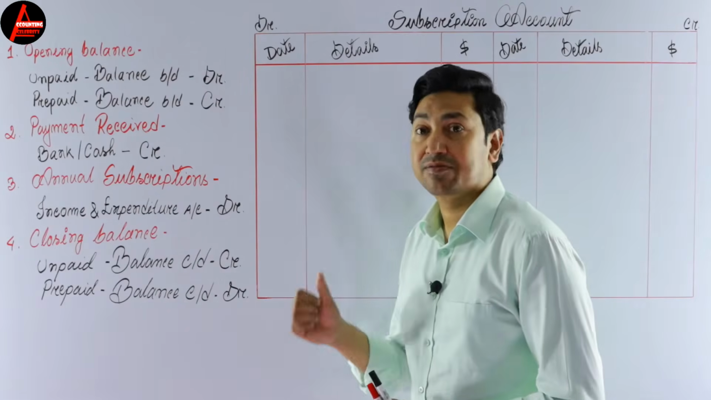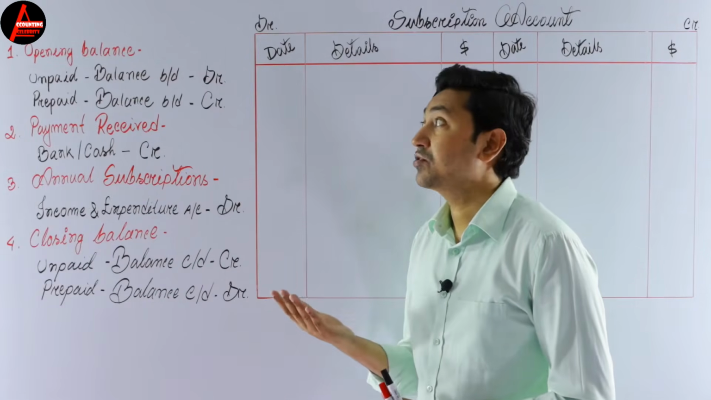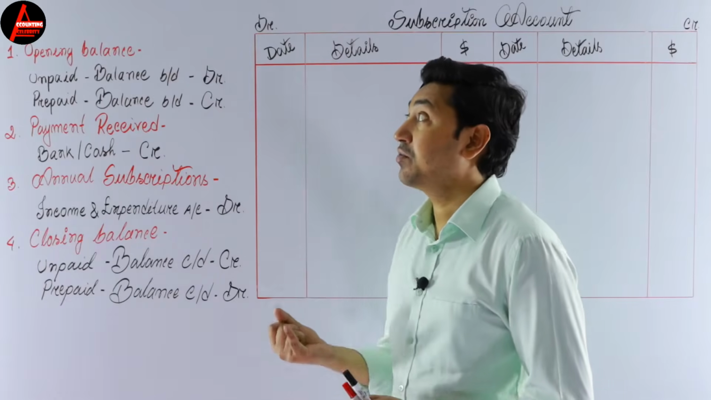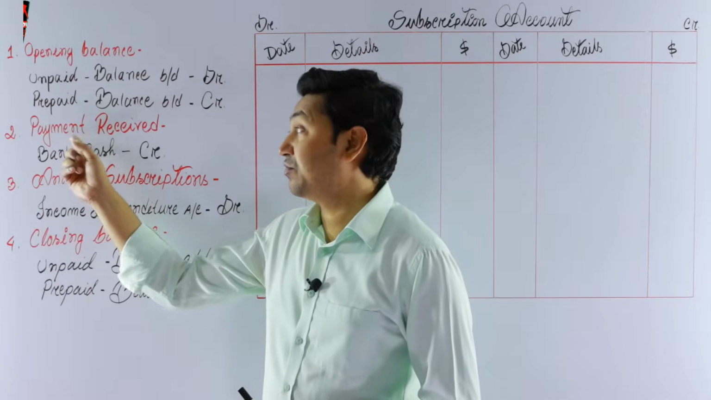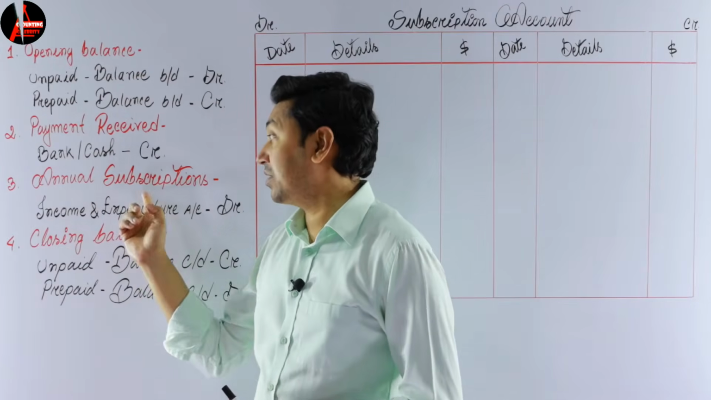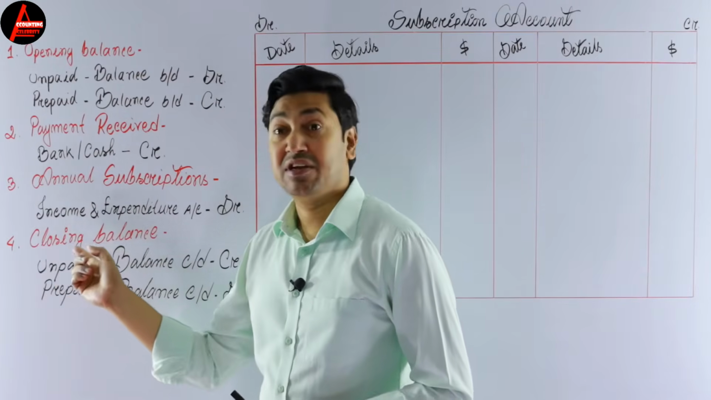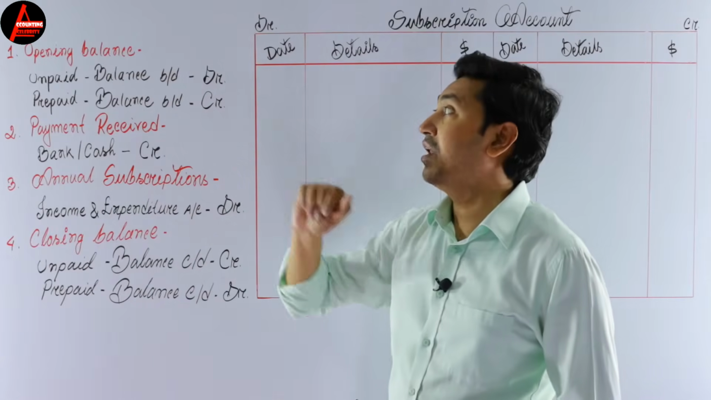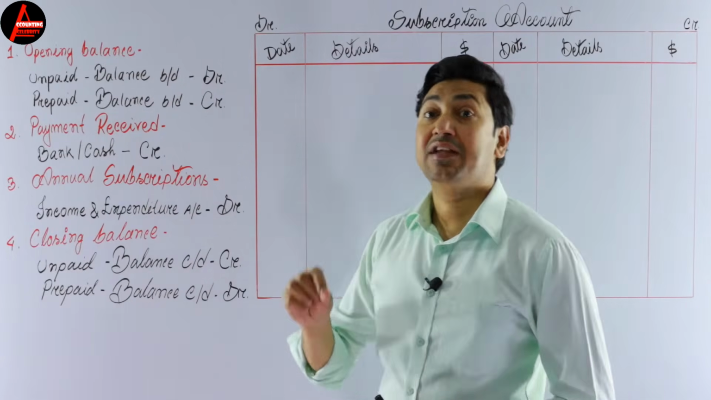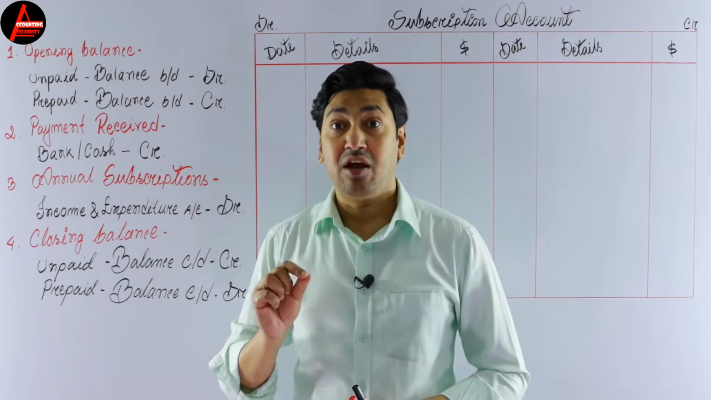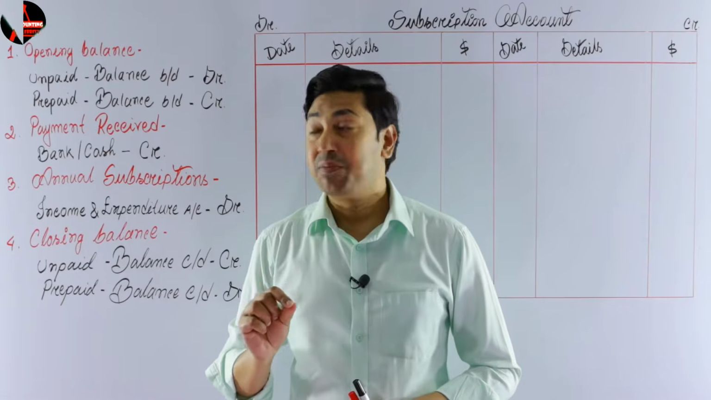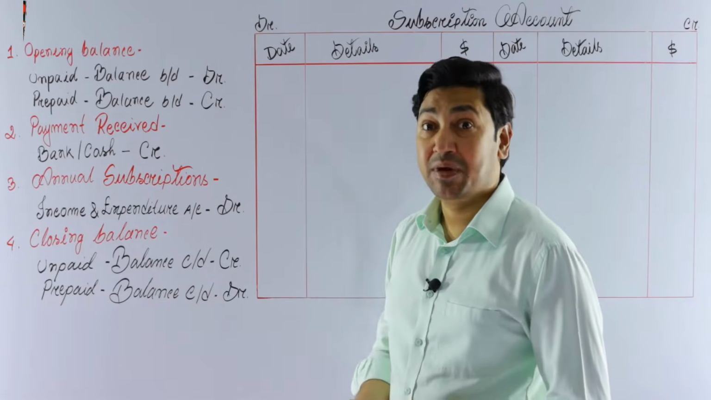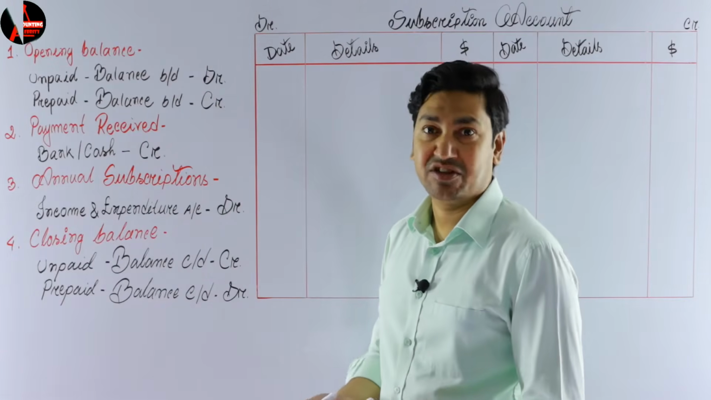In the subscription account, 4 items will be included. First of all, you have to include opening balance, then payment receipt, meaning subscription receipt, then annual subscription, and the last one is closing balance. What do you mean by opening balance? The balance on the first day of the financial period. There may be 2 opening balances, maybe 1, depending on the question.